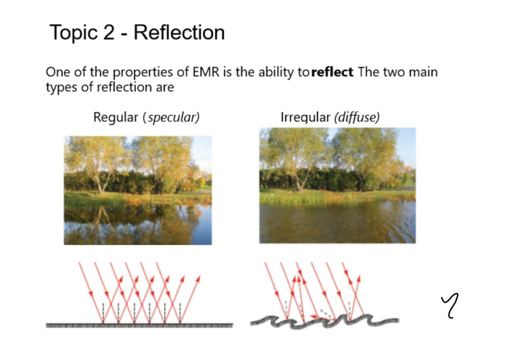Regular or specular reflection is where you basically have a perfectly flat surface. And when you have a perfectly flat surface, the rules of reflection are basically why Newton thought things were particles. That's why he thought light was a particle, because when it bounces in, it bounces out at exactly the same angle.